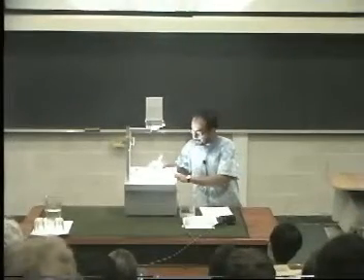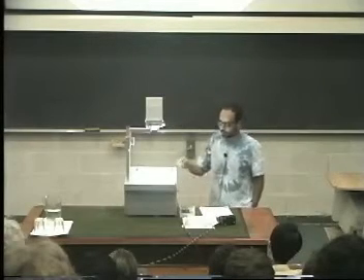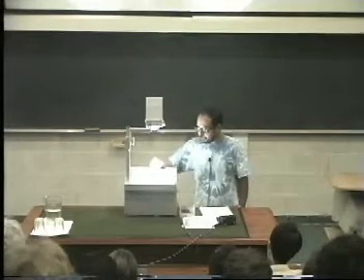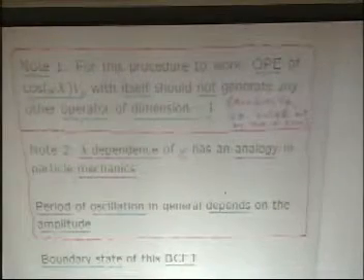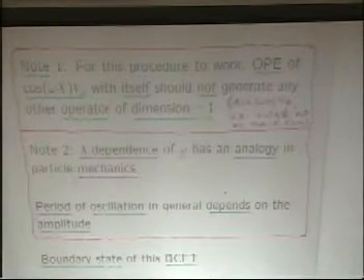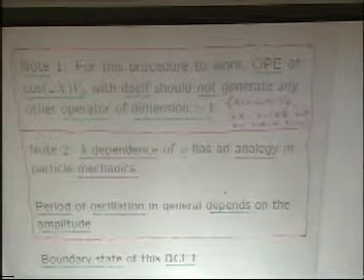Now I should note that for this procedure to work, the operator product of cos ωx V φ, this is the operator with which you are perturbing, with itself should not generate any other operator of dimension 1 or nearly equal to 1, because if it does generate an operator of dimension nearly equal to 1, then you have to worry about the beta function of that operator.